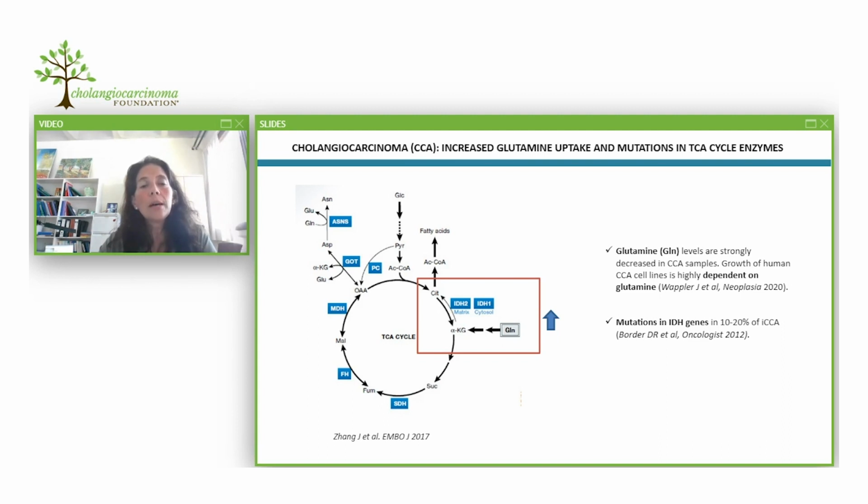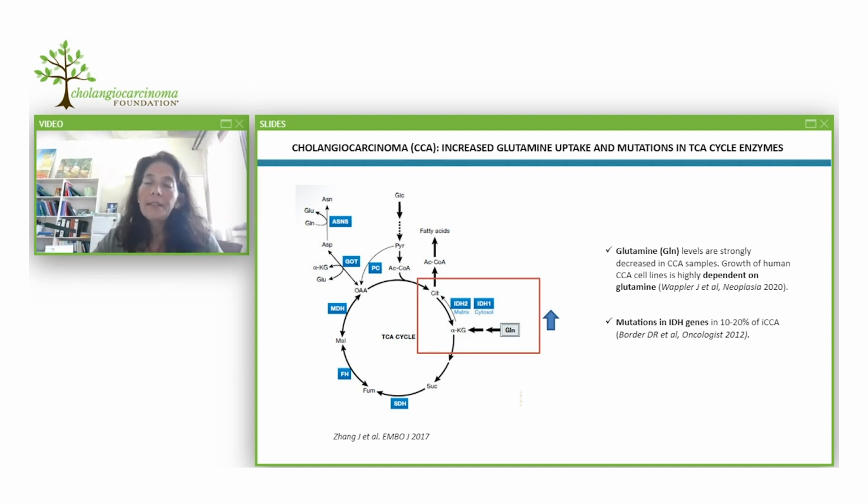Concerning the role of glutamine in the TCA cycle, we still have a lot to investigate. However, recently it has been established that glutamine levels are strongly decreased in cholangiocarcinoma samples, and the growth of human cholangiocarcinoma cell lines is highly dependent on glutamine. This suggests that glutamine is also feeding the TCA cycle to generate intermediates, precursors for the synthesis of all of the molecules that are required in cholangiocarcinoma cells.